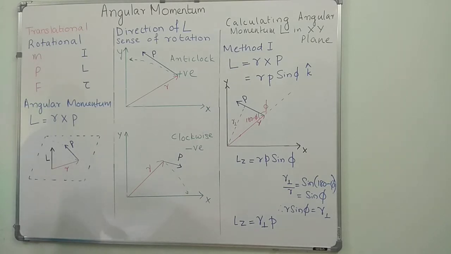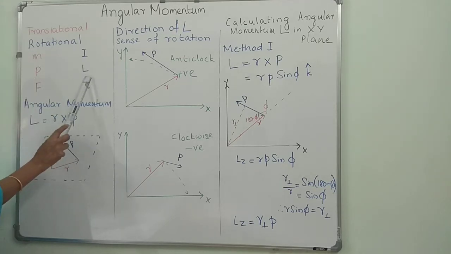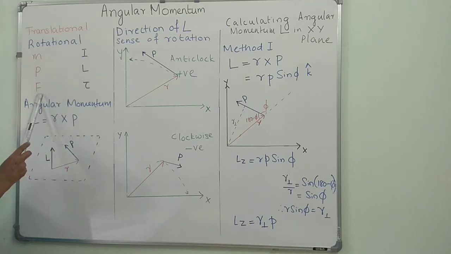Suppose the object is rotating around a curved path, that is a rotational motion. In the case of rotational motion, similar to mass, you have moment of inertia, and corresponding to momentum, you have angular momentum. P is linear momentum, L is angular momentum. And corresponding to force, you have the torque acting on the object. So in the case of rotational motion, corresponding to mass, moment of inertia; corresponding to linear momentum, you have angular momentum; and in the place of force, you will be considering torque. So to describe the rotational motion, let us consider the angular momentum.